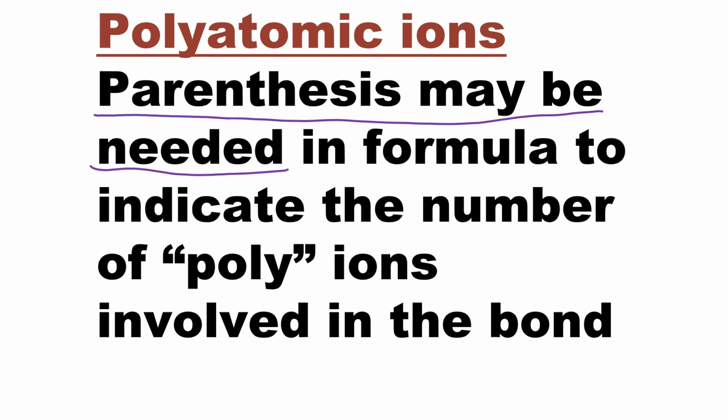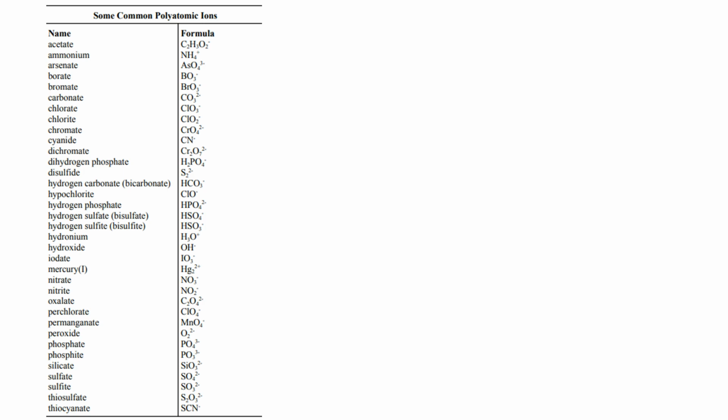So this is a list. If you look on the 3rd page of your periodic table reference packet, it's on the left-hand side. It's a list of the common polyatomic ions. So you should have this exact thing.